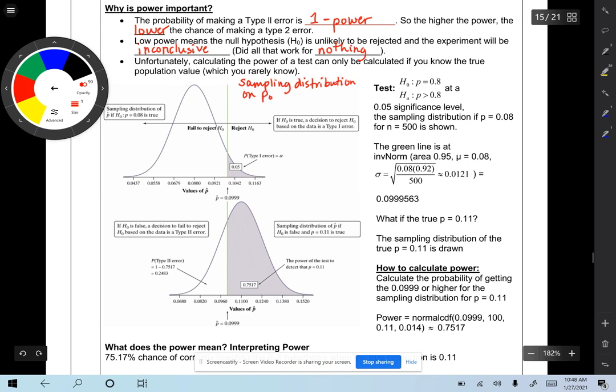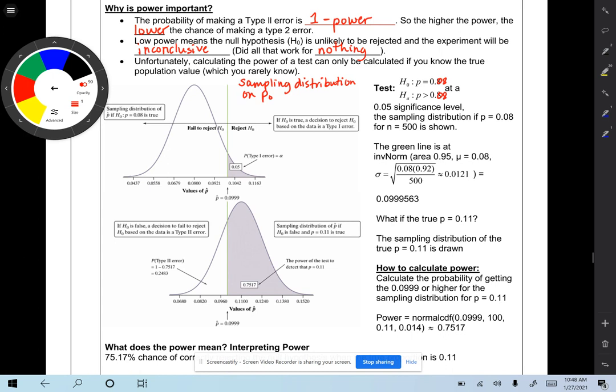And there is a typo here. This should be p equals 0.08. So the test is p equals 0.08 for the null against the alternative p greater than 0.08 at a 0.05 significance level. The sampling distribution for p equals 0.08 with n equals 500 is shown over there.